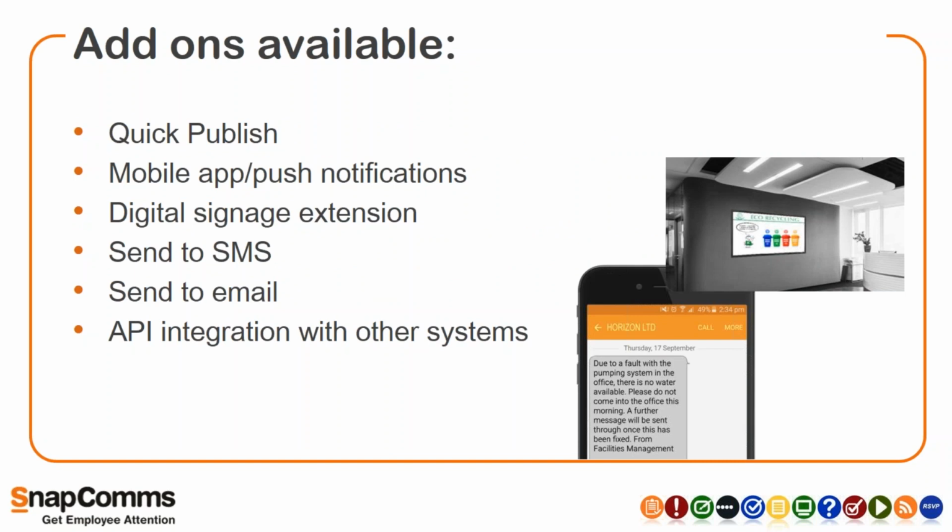And I'll mention as well, there's a lot more you can do in terms of crisis alerts. Certainly a lot of companies can get SMS or use the mobile app to get notifications out to phones. And we have extensions for digital signage. We can enable email. We can also integrate with other systems. That's good if you want to maybe trigger an alert from another system and have SnapComm send it out. Those kind of things are all possible as well.